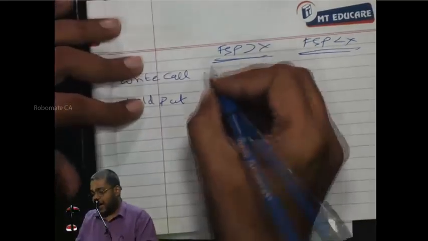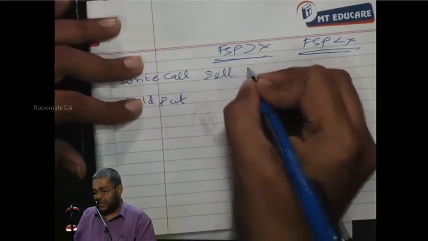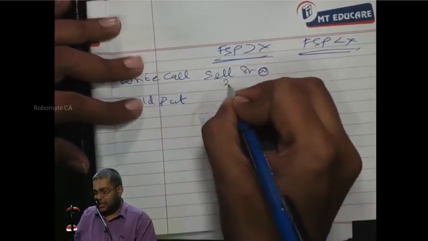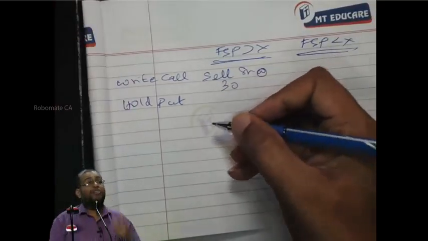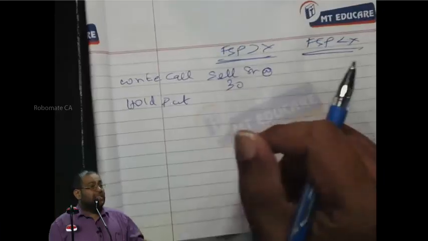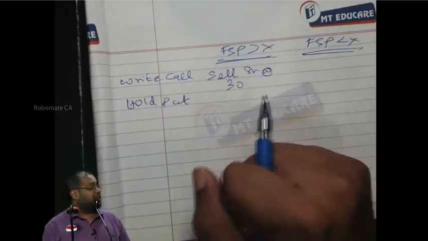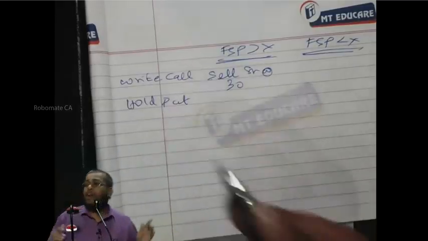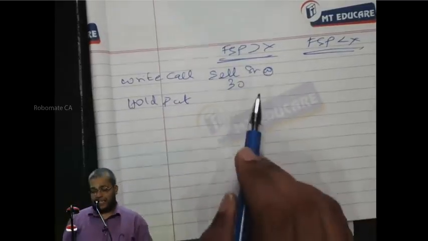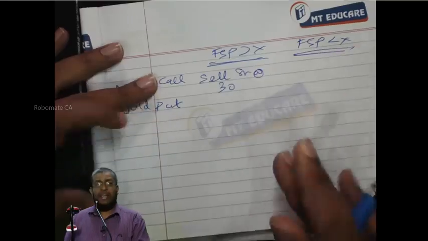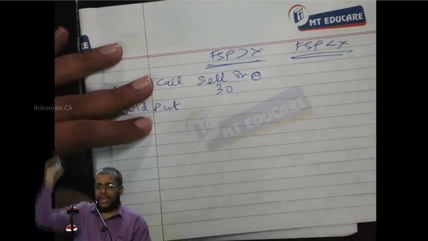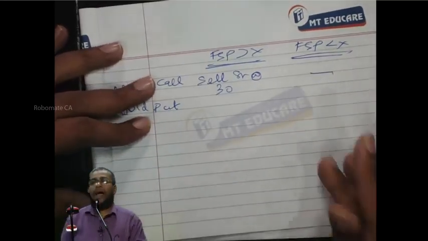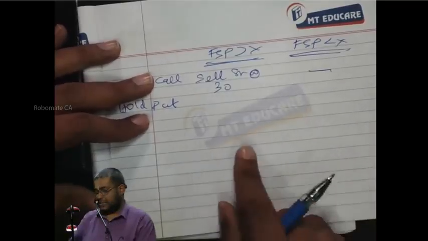So what will I do? I sell the share at how much? 30 rupees. Why do I sell? Due to right or obligation? Since I am writing a call, I have an obligation to sell at 30. Even if FSP is more than 30, he will exercise, and I have an obligation to sell at 30. So I sell the share at 30. FSP less than X, will the other party exercise or lapse? Lapse. So nothing is going to happen.